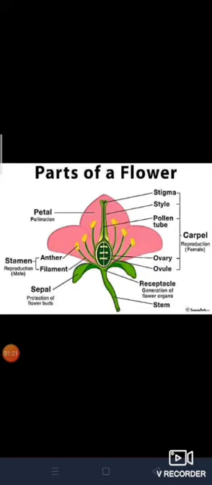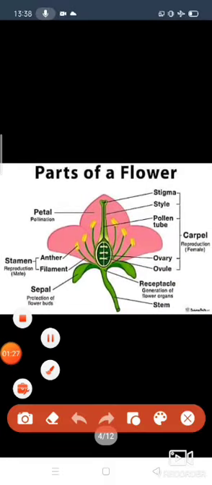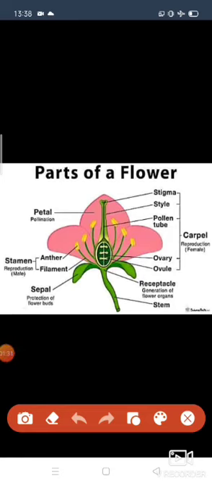So children, now we will see the parts of a flower. Normally a flower has 4 parts, and we can call them whorls. The other meaning of parts for the flower is whorls. Okay. So what are they? Sepals, petals, androecium and gynoecium.